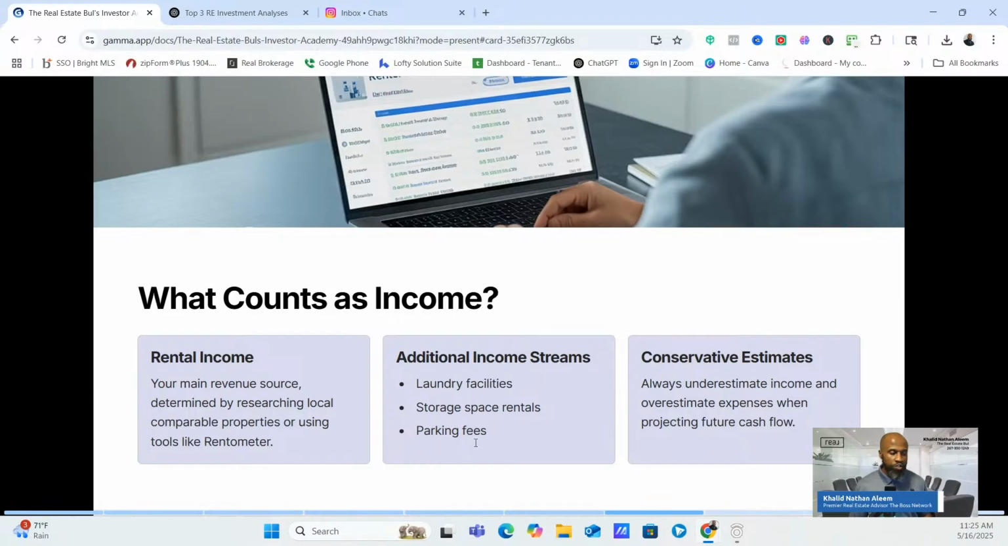Also, if you have laundry services, storage space, or parking fees, these are all ways to increase your bottom line as far as the income you're getting. And you always want to go by conservative estimates. Always underestimate income and overestimate expenses when projecting future cash flow. If the best scenario happened, if I got the top of the market rent, most of the time you probably won't get it. So you really want to use conservative estimates. Again, underestimate the income, overestimate the expenses.